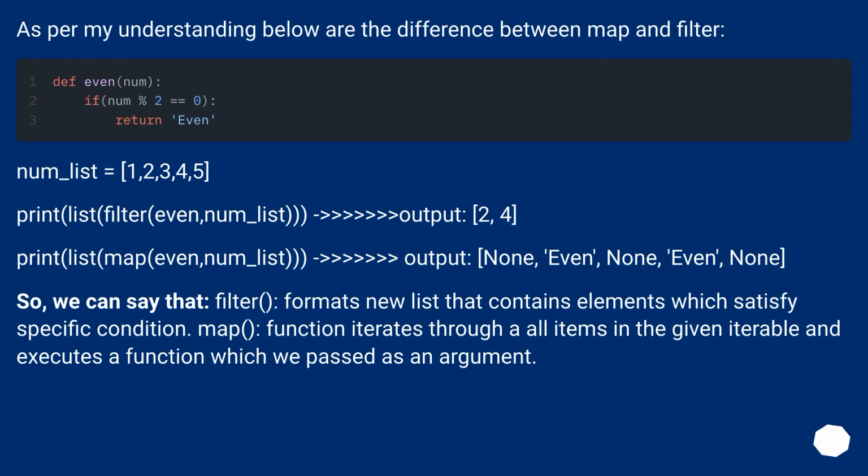As per my understanding below of the difference between map and filter. num_list equals 1, 2, 3, 4, 5. Print list filter even, num_list, output, 2, 4. Print list map even, num_list, output, none, even, none. So, we can say that filter forms a new list that contains elements which satisfy specific condition. Map function iterates through all items in the given iterable and executes a function which we pass as an argument.